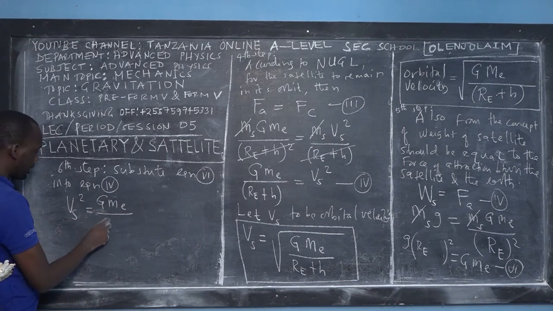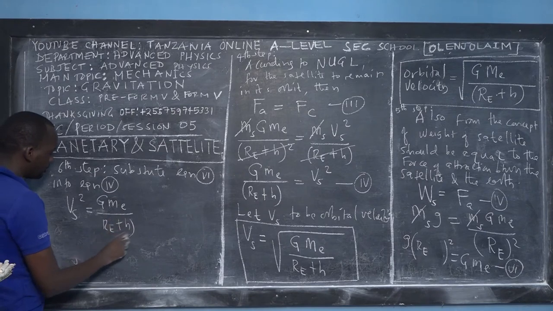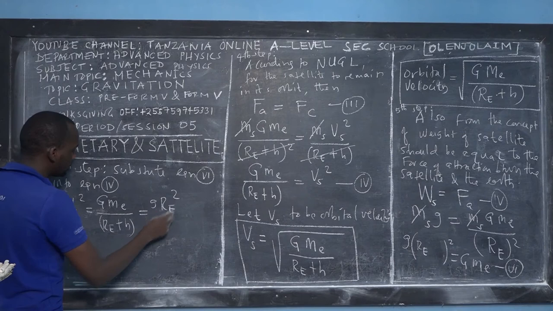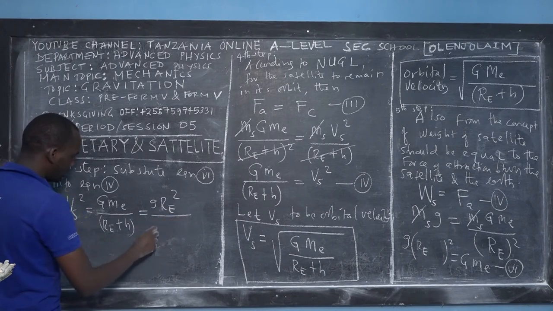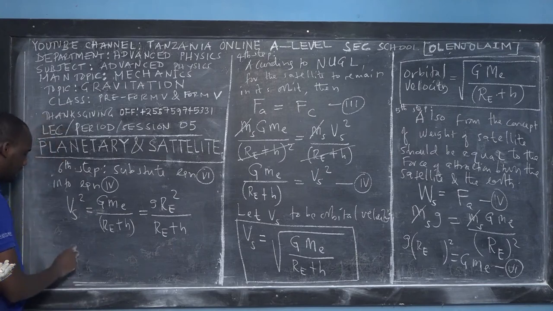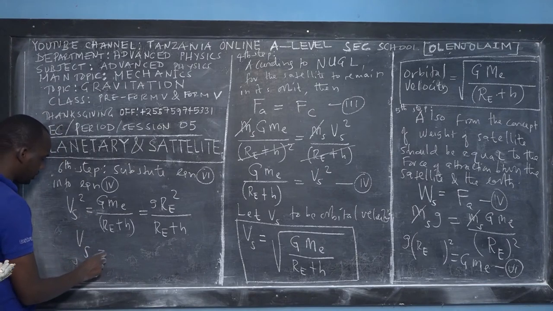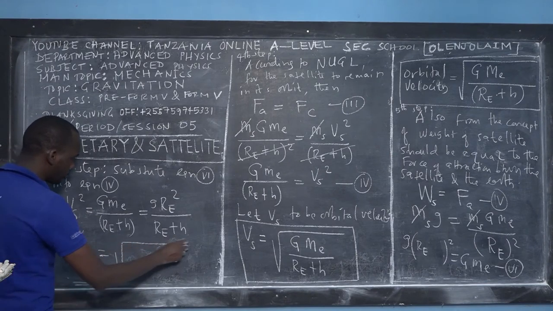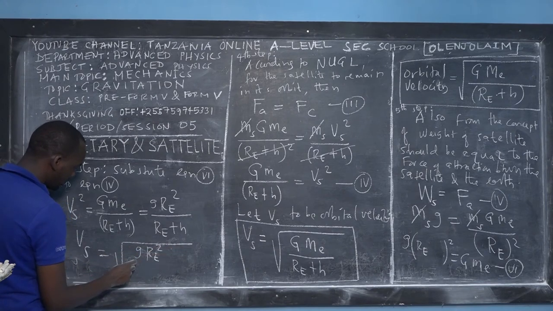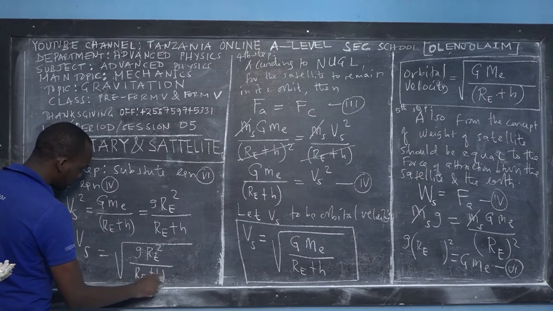Then there we have what? The radius of the Earth plus H. So this one is replaced with g times R_E squared, and then divided by what? The radius of the Earth plus H. So then the orbital velocity for this case will be equal to the square root of g times the radius of the Earth squared, then divided by what? The radius of the Earth plus H.